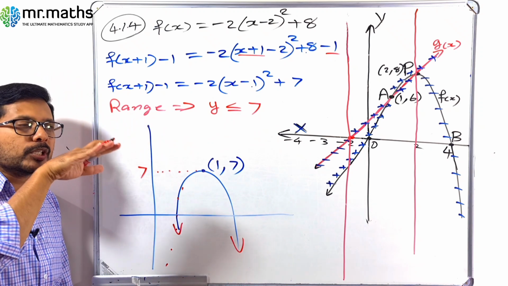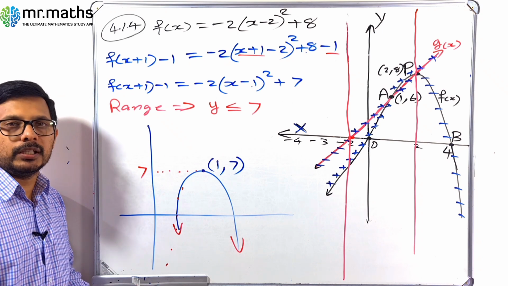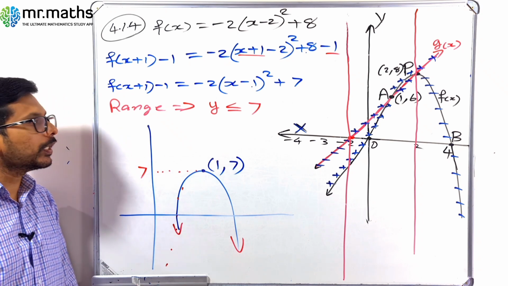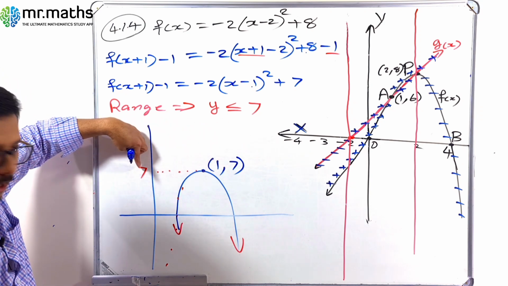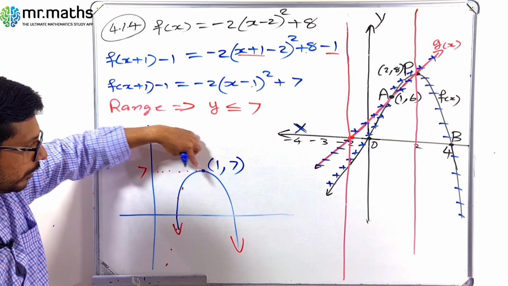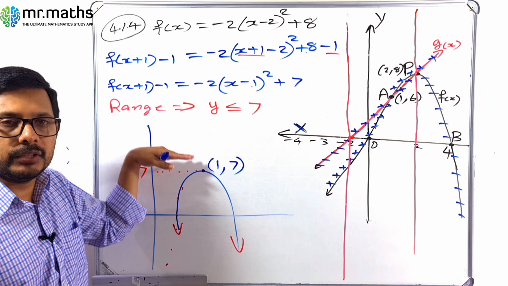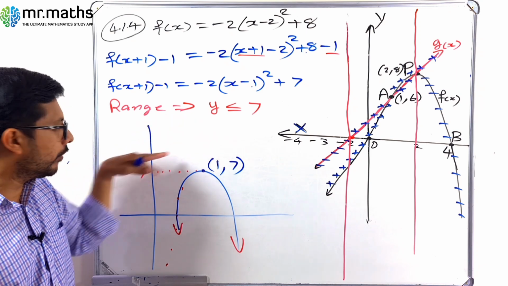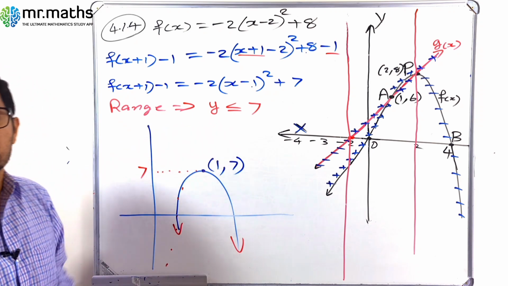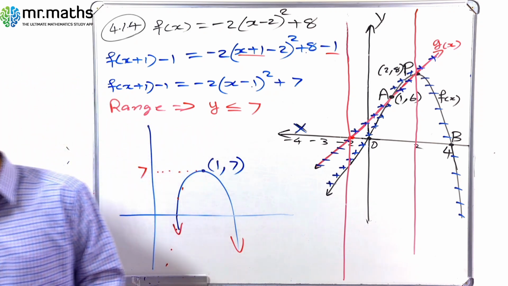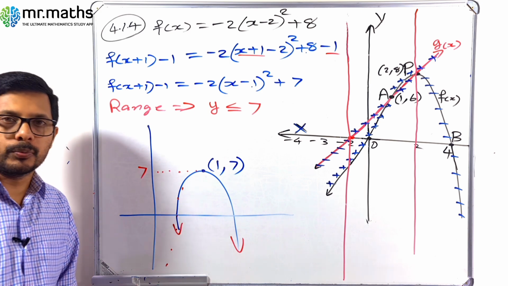That means the value of y can be 7, 6, 5, 4, 3 and so on, minus 1, minus 2, minus 3, like that. The maximum y value is 7 or less than 7. It can't be more than 7. If you take y as 8, you can't find any graph there. Am I right? So this is the answer: y less than or equal to 7. That is question number 4.1.4.